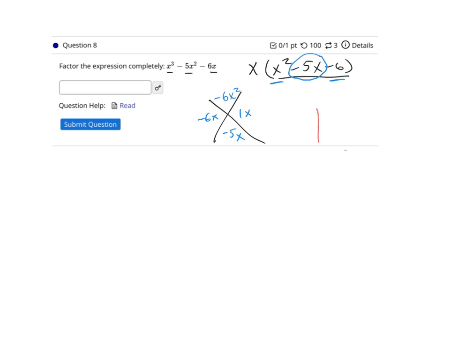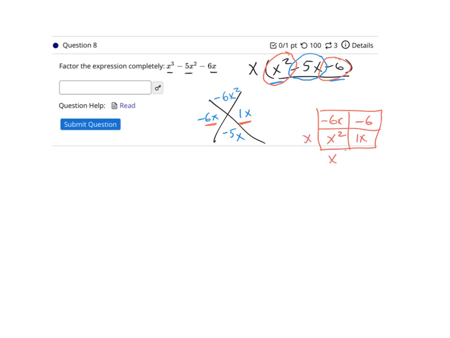Then we're going to go ahead and make a generic rectangle. In my generic rectangle, this term, whatever's there, goes in my bottom left. This term goes in my top right. And then this one and this one go in the other two spots, but it doesn't matter where I put those. Now, I need to fill out the outside of my generic rectangle to see what my factors are.